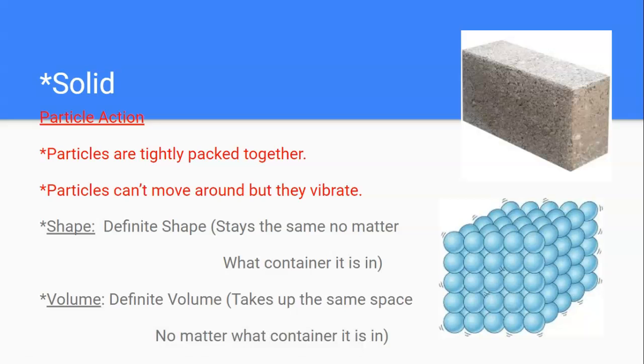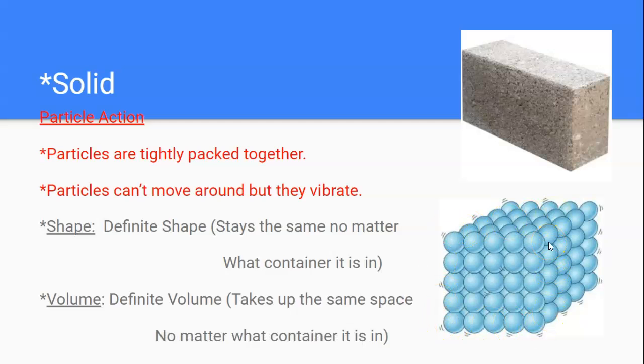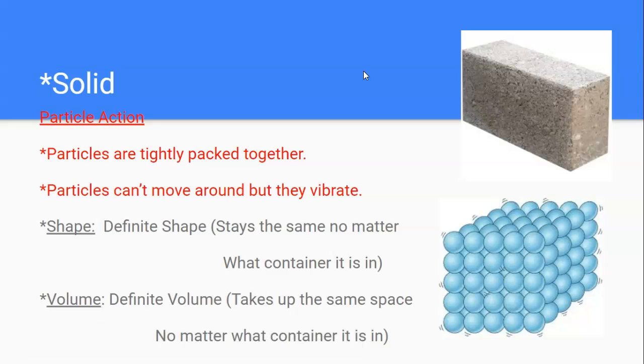Okay. Your model could be 3D like this, or it could be 2D, right? You can just have one layer to show that the particles are tightly packed together. Now how about shape and volume? Well, the particles have a definite shape. That means they are going to stay in that same shape no matter what container they're in.